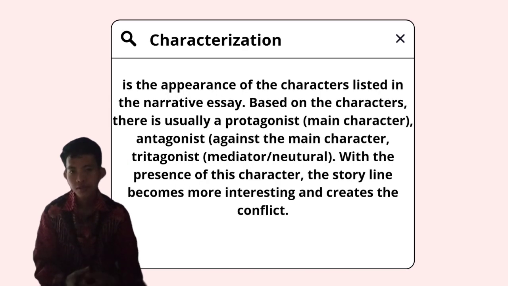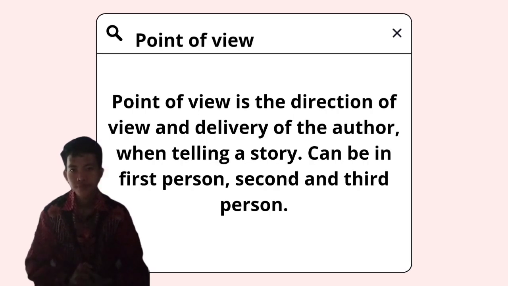Number four is characterization. Characterization is the appearance of the characters in the narrative essay. Based on the character, there is usually a protagonist, the main character, an antagonist against the main character, and a mediator. With the presence of these characters, the storyline becomes more interesting and creates conflict.